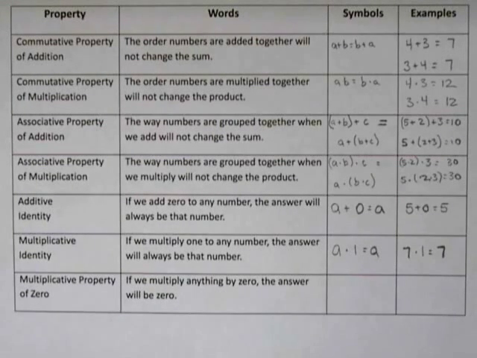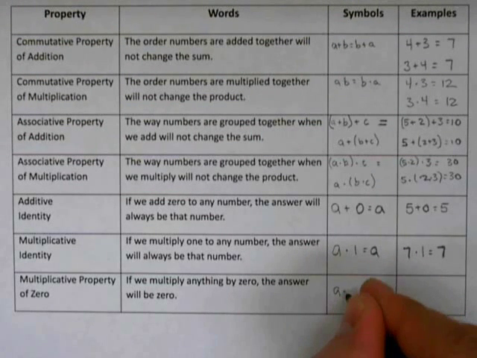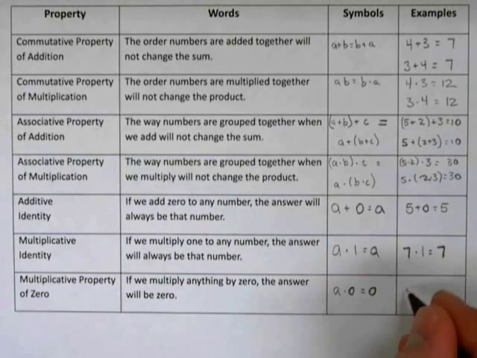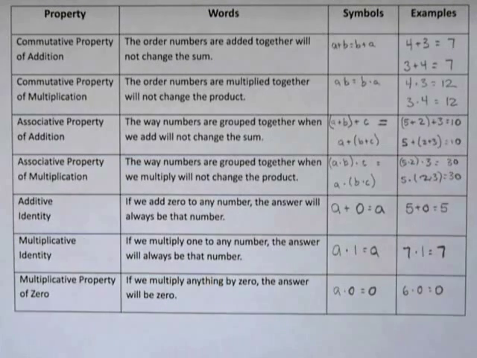Okay, and lastly, we have the multiplicative property of 0. And what that says is that if you multiply anything by 0, the answer will be 0. So that is A times 0 is going to equal 0. And we know this is easy. 6 times 0, that equals 0, to give an example.